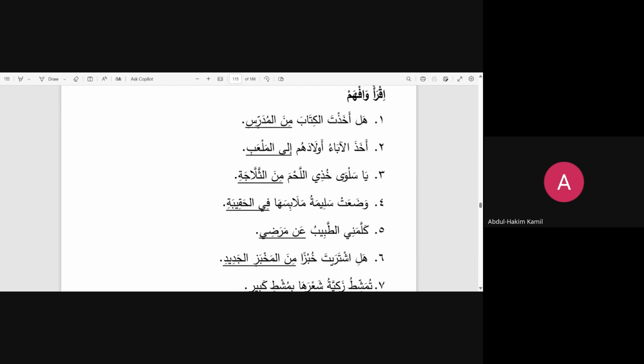To the park. So now look, some verbs need a harf jar. Can you say ذهب أحمد بيت? If you say إلى البيت, now you broaden your mind scope. Some verbs need harf jar.